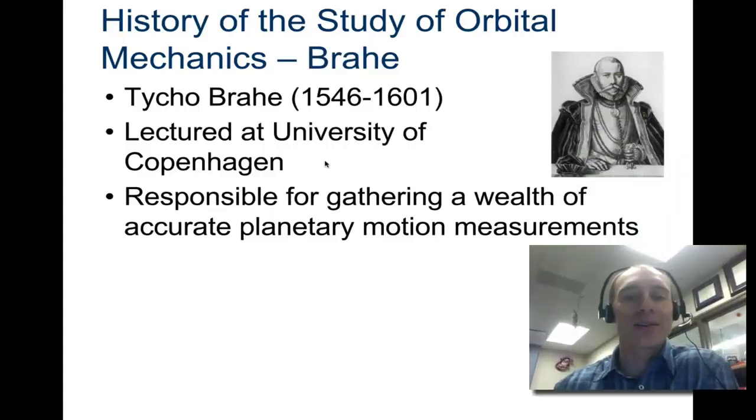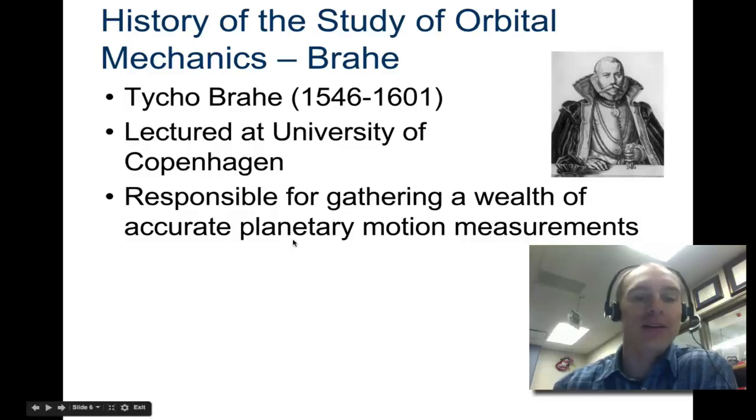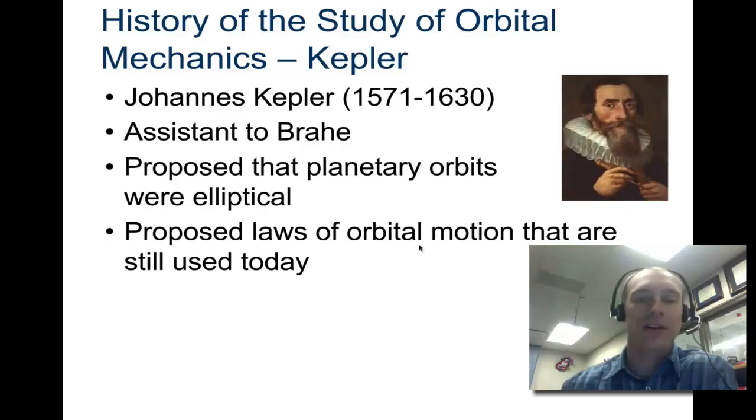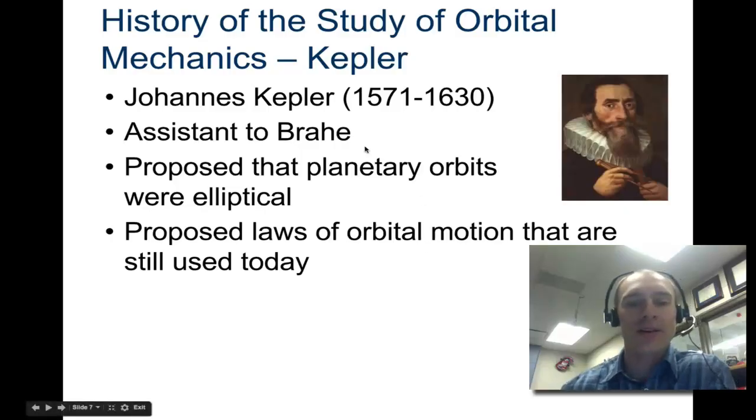Then moving on to the late 1500s was Tycho Brahe, and he was responsible for gathering a lot of information on planetary motions. That was to the benefit of Kepler, who used a lot of this information and received most of the credit for it, although he was just the assistant to Brahe. Using those measurements, he proposed that the planetary orbits were elliptical, and proposed laws to study orbit motion that we still use. You're going to learn more about Kepler's laws later on, but really it was measurements taken by Brahe before that.